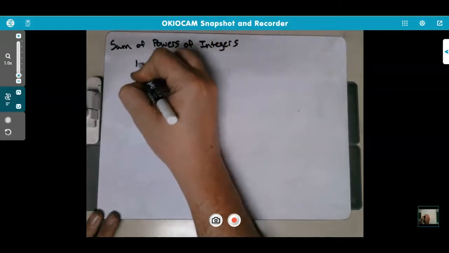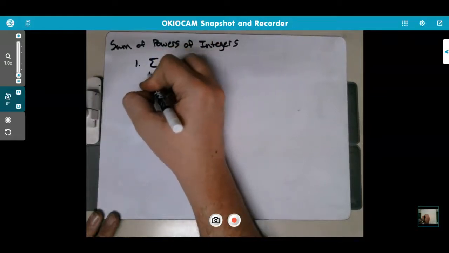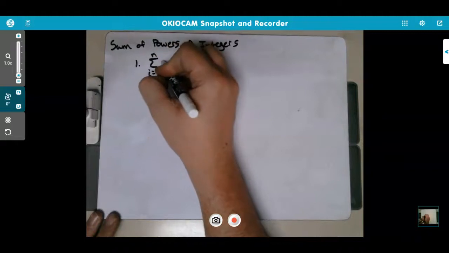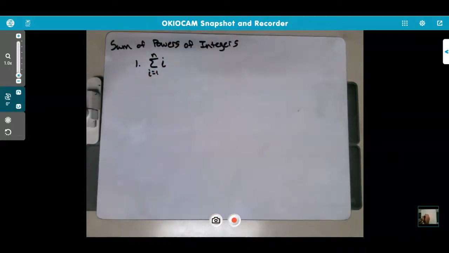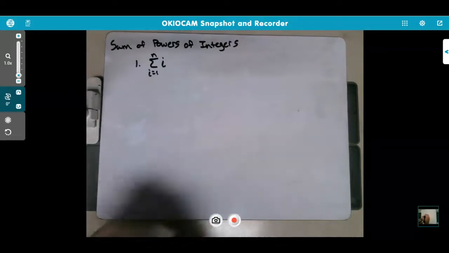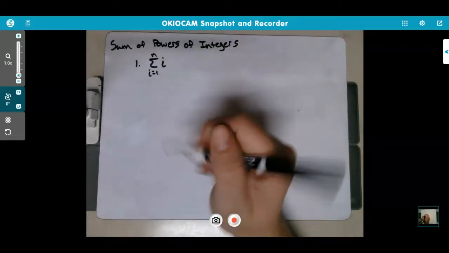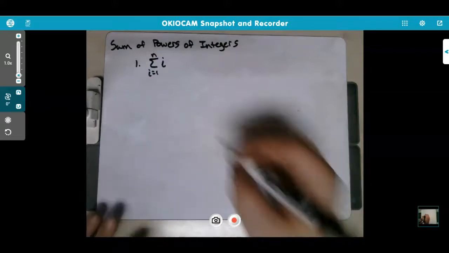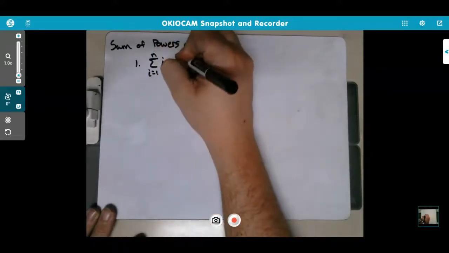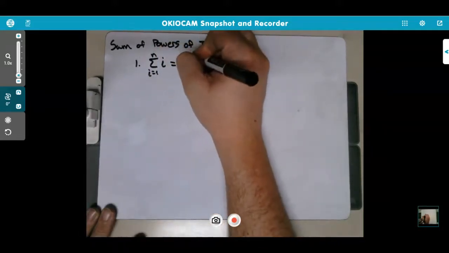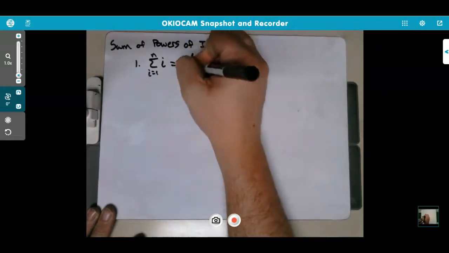So the first one is if I have a sum from 1 to n of just i. I would just plug in 1, then 2, then 3, then 4, then 5, and so on, up until I get to n. If you add those up, what you actually end up getting is n times n plus 1 over 2.